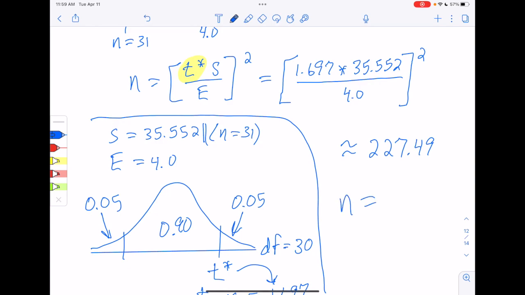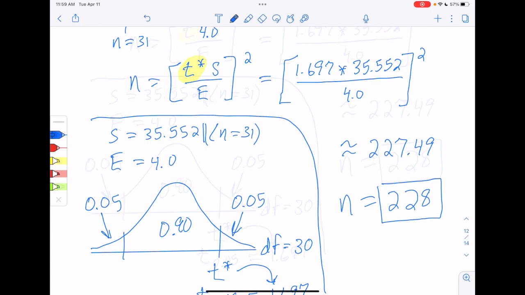However, when you're calculating sample size for the purpose of getting a desired margin of error on a confidence interval, the place where you can make a mistake is having a sample size too small. Rounding down risks having a sample size that's too small. So we always round up, even if that's not the closest. So our sample size that we would enter into active learning would be 228.